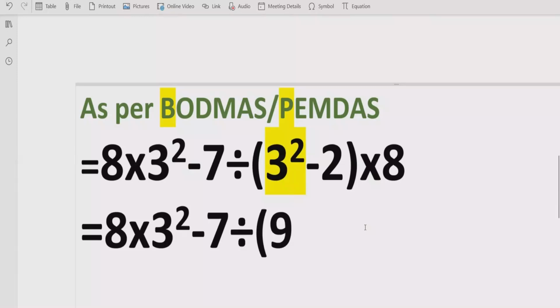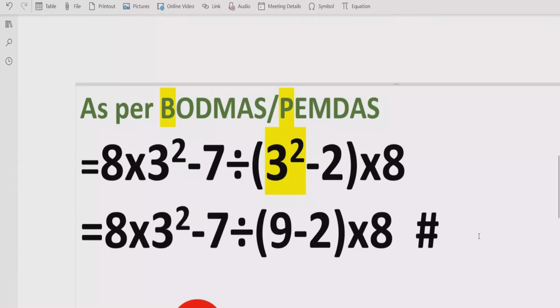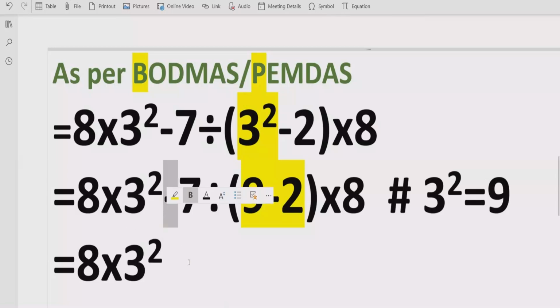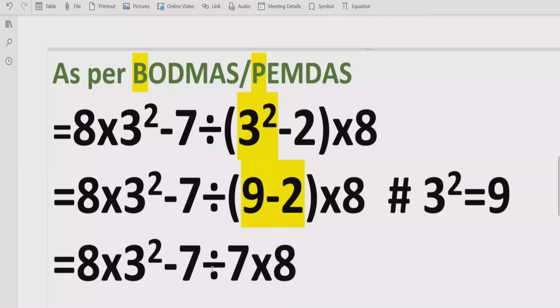3 raised to power 2 means 9, minus 2, multiplied by 8. And here we have to give the reference: 3 raised to power 2 becomes 9. Now move forward. Again we have to solve the bracket, which is 9 minus 2. Because we have to solve according to the rule, we have to solve first the bracket. 8 multiplied by 3 raised to power 2 minus 7 divided by 9 minus 2 equals 7, multiplied by 8. And here we give the reference: 9 minus 2 equals 7.